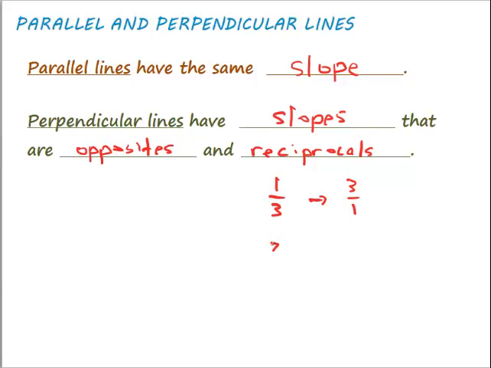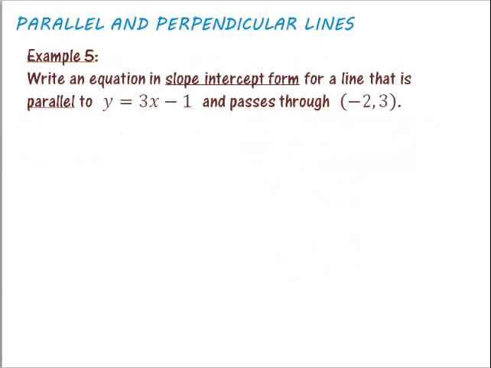So if one of them is 2, remember I got to make it 2 over 1, so the other one is 1/2. Okay? And we'll use this to help us solve the last two examples. Example 5 says to write an equation in slope-intercept form for a line that is parallel to y equals 3x minus 1 and passes through (-2, 3).